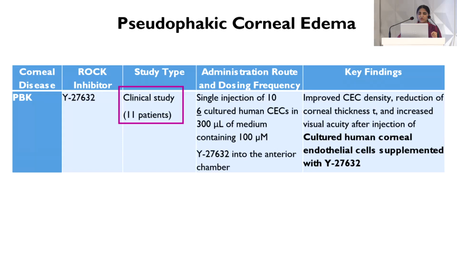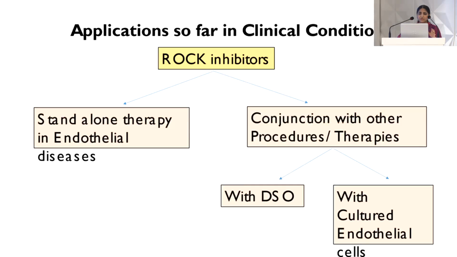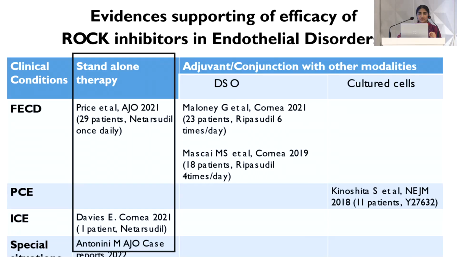In pseudophakic corneal edema, this was the landmark paper from Professor Kinoshita. It was used in 11 patients, and we had good results with that. If we summarize the applications of Rhokinase inhibitors, what we currently have as evidence is that as standalone therapy in endothelial diseases there are very few, and it is majorly used in conjunction with other therapies and procedures, mainly with DSO and with cultured endothelial cells. Evidence supporting efficacy standalone in Fuchs, there are few studies.